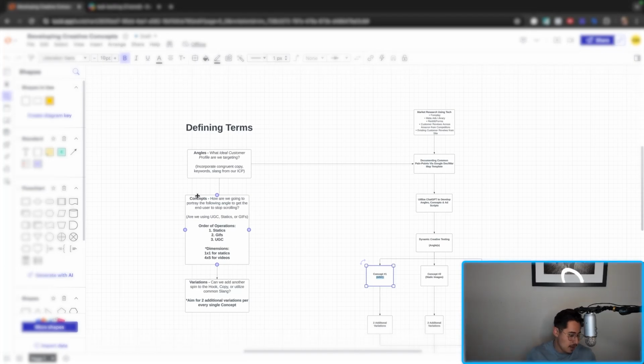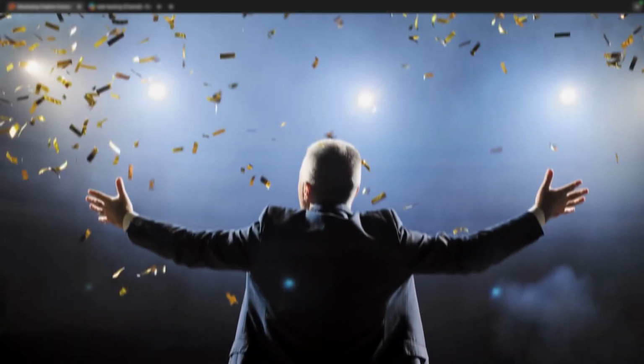To recap everything in summary, we start off with statics, build into GIFs, then go into UGC. When it comes to angles, we want to incorporate the same congruent copy, keywords, and slang that our ideal customer profile is using, and simultaneously build variations on top of that. For every advert produced, we look at data from the past, make an analysis, and build iterations on that. So we are building the everlasting ad that's going to run any time of the year, because from our previous data, we take losers and build them into winners.